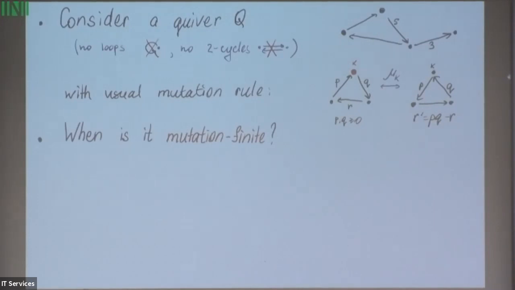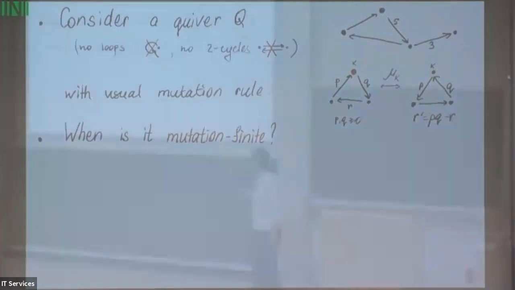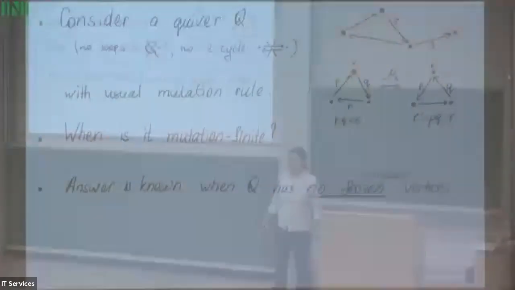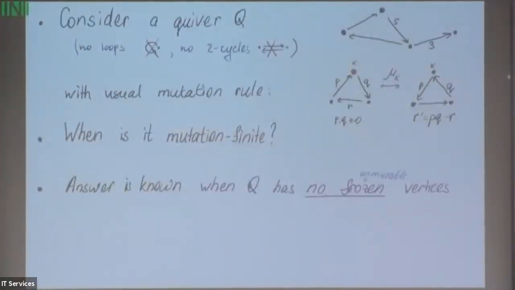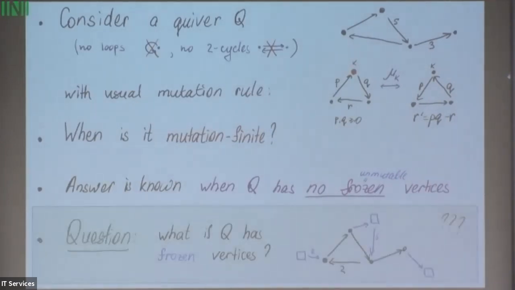We know the classification, but as Sergey Fomin once rightfully noticed to us at the conference in Michigan, we do know the answer, but only when there are no frozen variables. And if I start to add some frozen variables to the pictures, I don't know what will happen. So the question for today is: when is my quiver mutation finite, given that my quiver now has some frozen variables?